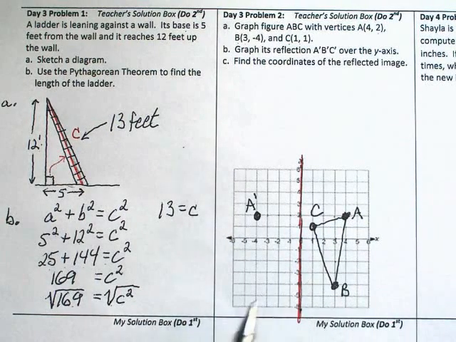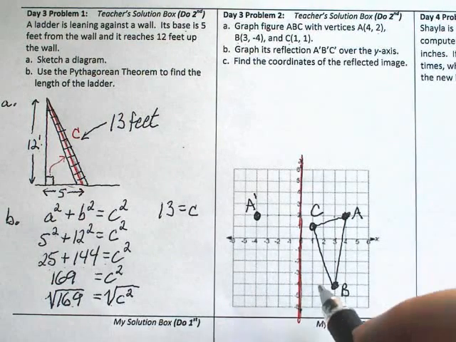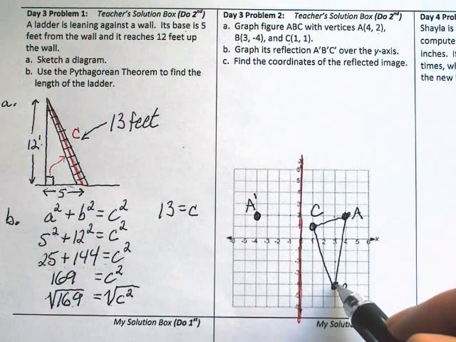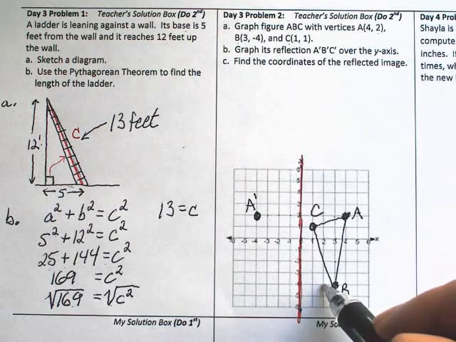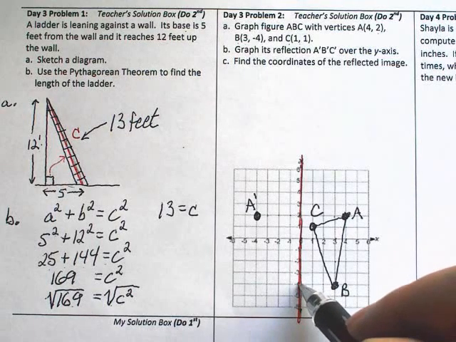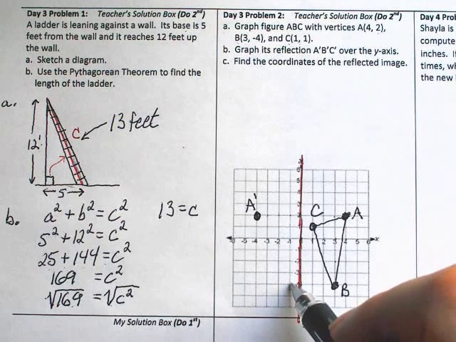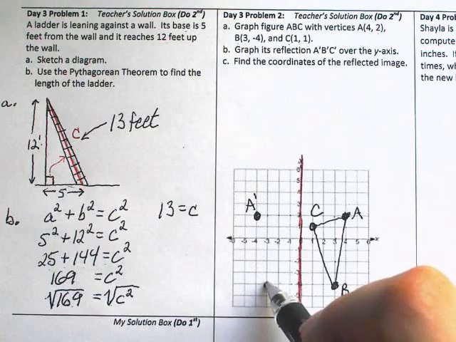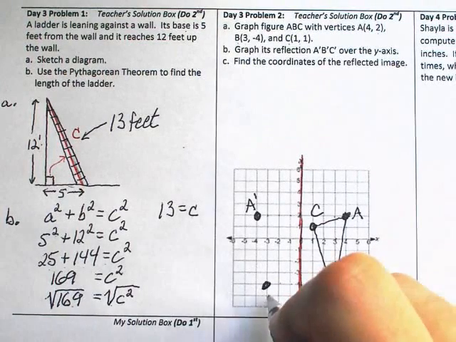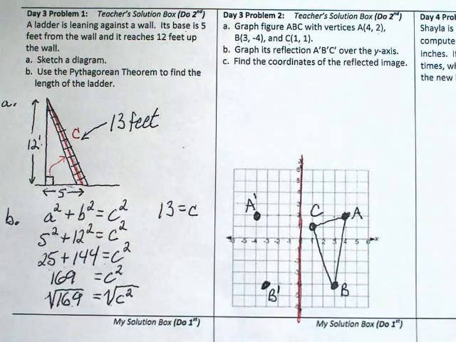And we can do the same thing with points B and C. So here's point B. Again, let's travel to the y-axis line, which is highlighted in red, and count how far it is. 1, 2, 3. Point B is 3 units to the right of the y-axis. So let's find its image 3 units to the left of the y-axis. 1, 2, 3. Here's a dot, and this is B prime.